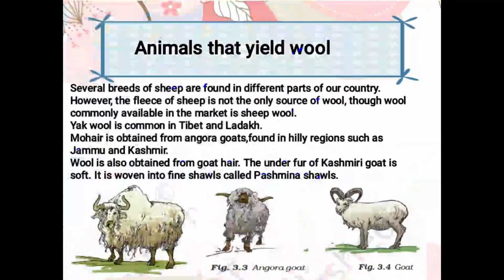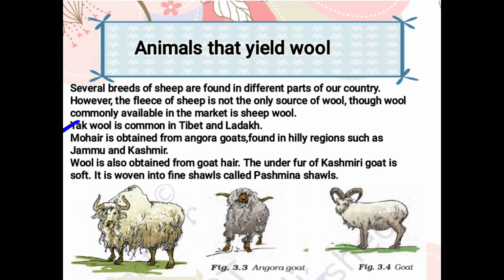Now the next thing that we have to study is what are the animals that yield wool. So see, the most common answer that we have had since childhood is that we get wool from the sheep. But apart from this animal, there are some other kinds of animals also from which we get wool. We will read about them one by one.